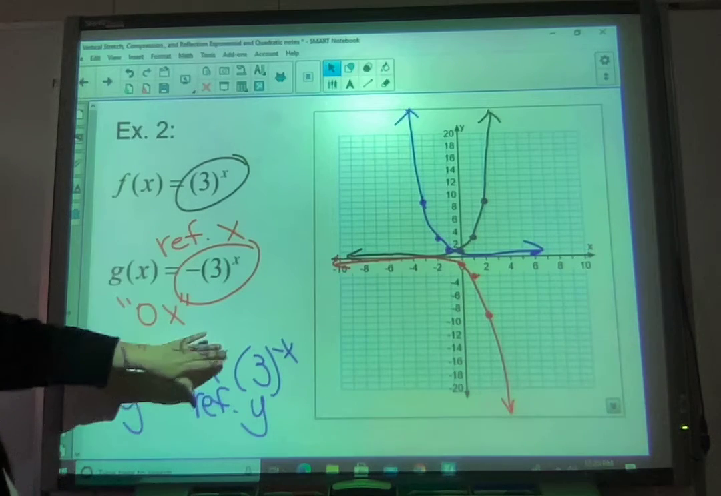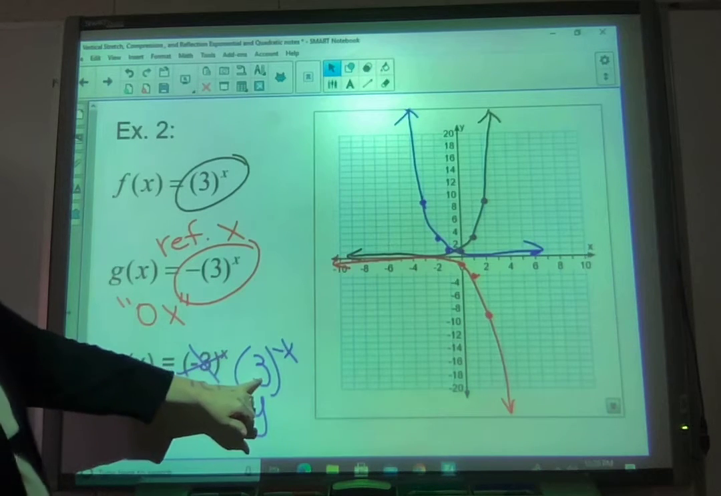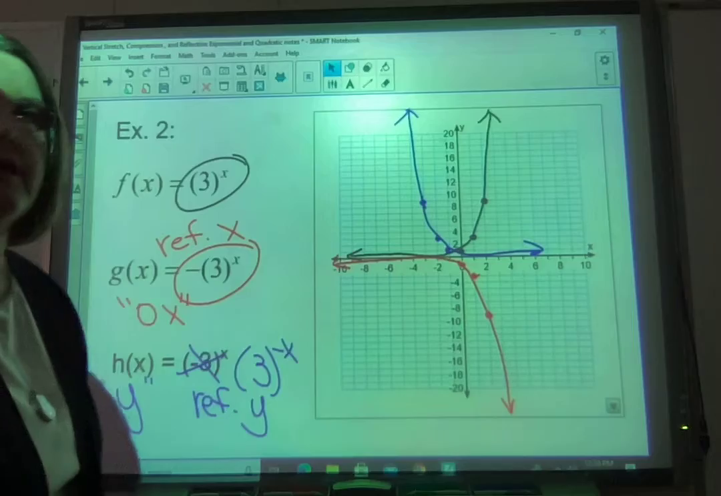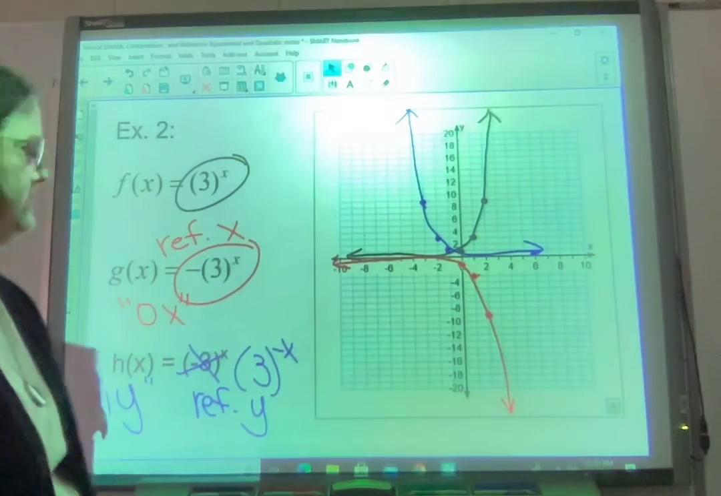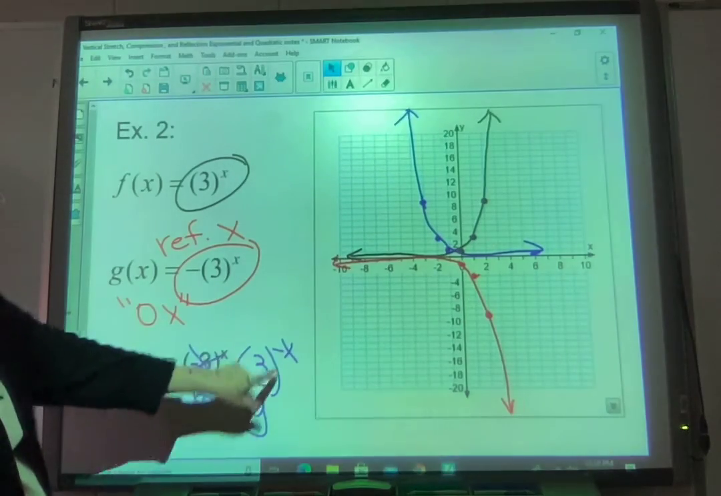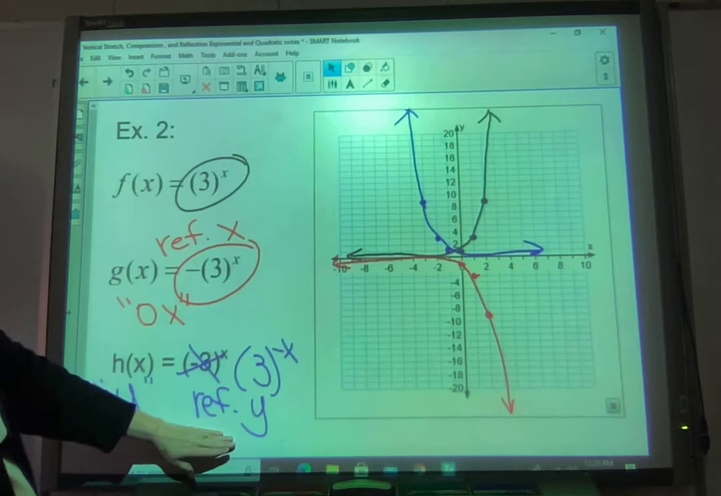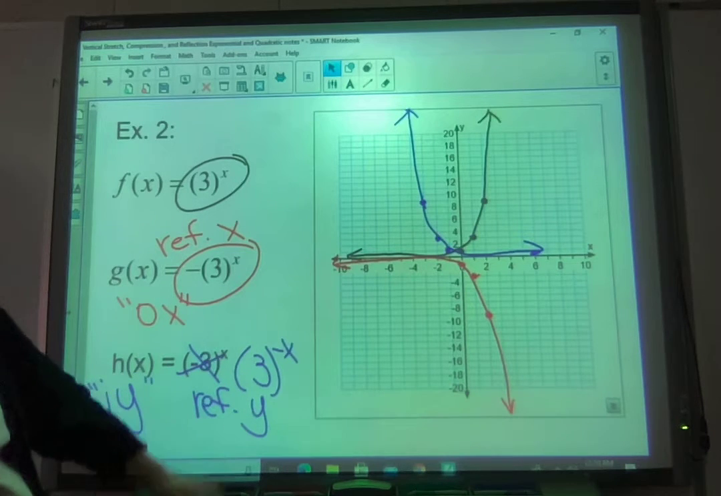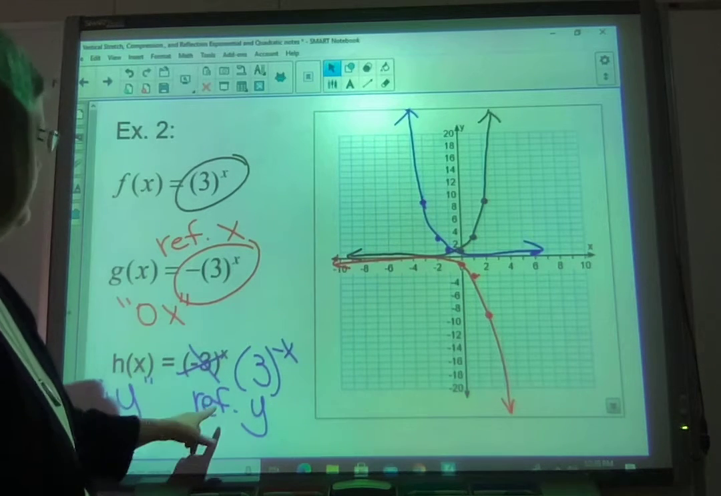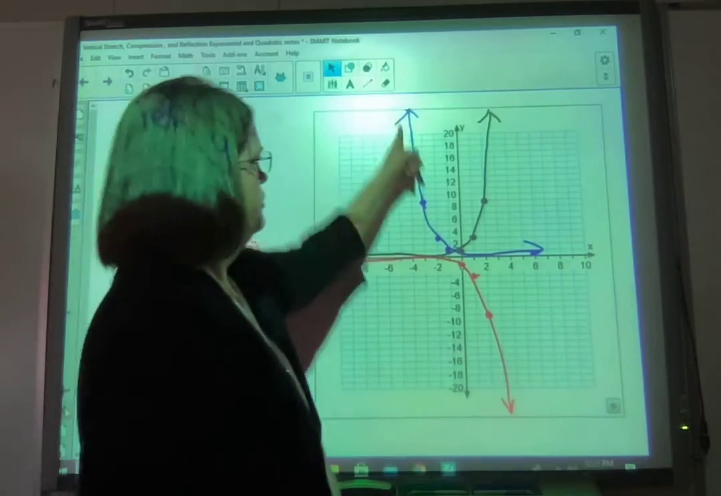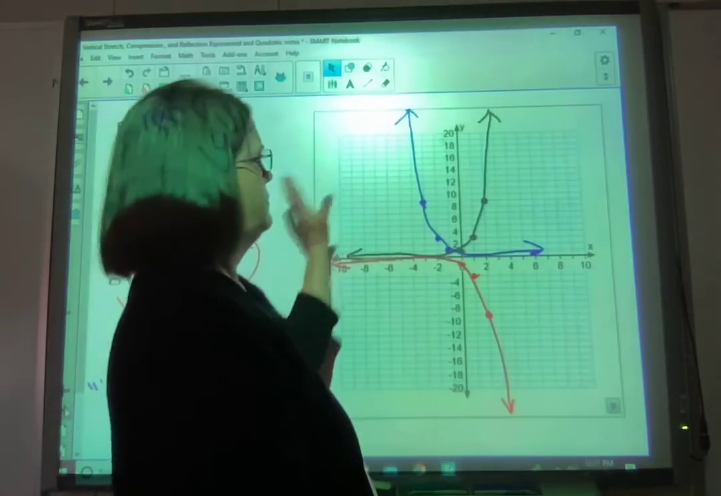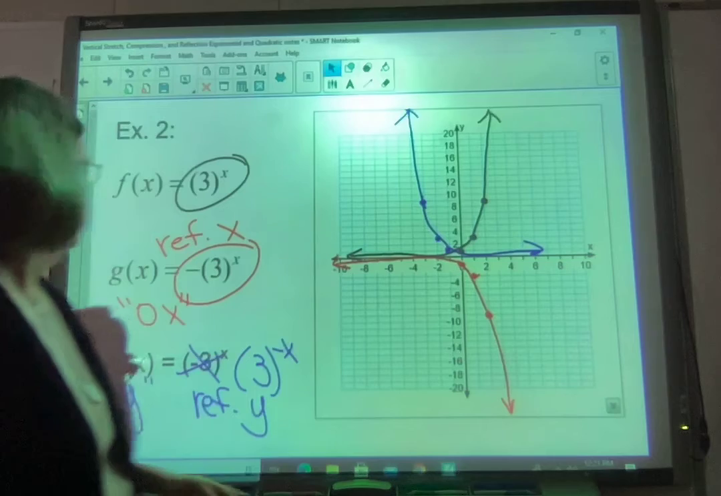When you see, and this is a typo on my notes, when you see 3 to the negative x, then what's happening is that it is reflecting over y. So this one is in blue, and it actually reflected this way over the y-axis. Okay.